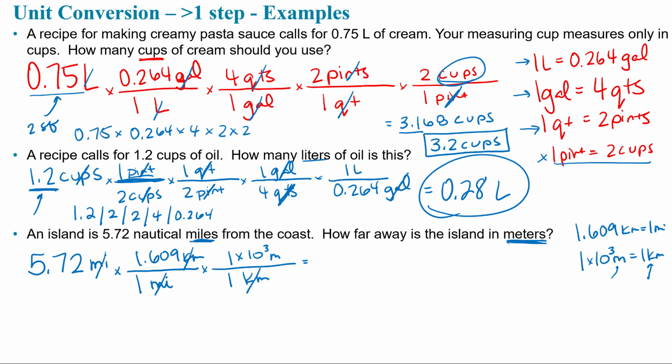And so if I put this in my calculator, I have 5.72 times 1.609 times 1 times 10 to the third. So that's going to be, I'm going to get 9203.48 meters. Now, you have to watch out for how you enter these into your calculator.